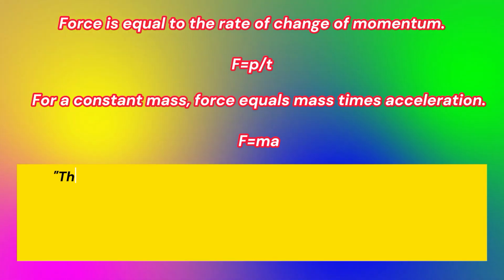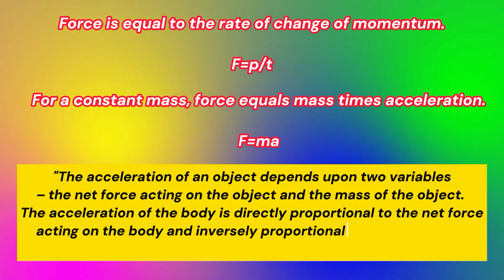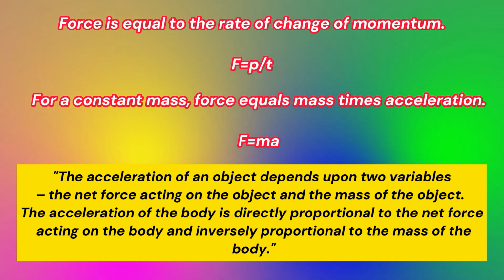Newton's second law states that the acceleration of an object depends upon two variables: the net force acting on the object, and the mass of the object. The acceleration of the body is directly proportional to the net force acting on the body and inversely proportional to the mass of the body.